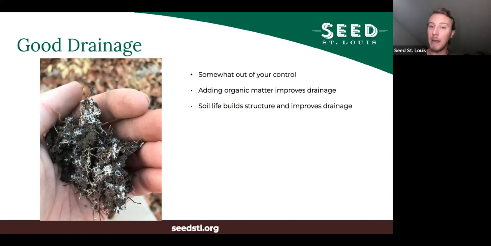And so this is somewhat out of your control. Generally speaking, if you have an area that's really wet and is pooling water, it's not a good spot for a garden. But if it's just a little wetter than I want, it's not draining quite as quickly as I want, doing things like adding organic matter will improve drainage, and then improving your soil life will build structure and improve drainage over time. And again, this is something that I have specifically seen. It's why that infiltration test that I did went from 1/15 of an inch in an hour to 1 inch in 11 seconds, because that soil life built that structure.